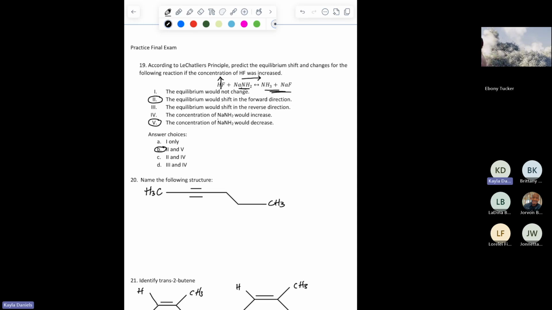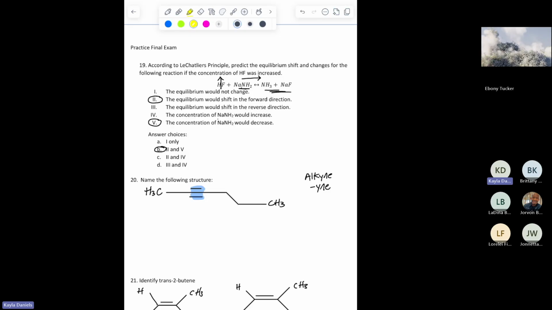All right, 20. This looks a little funky. There's a reason I put this example on here. This is a triple bond right here, so this is an alkyne. It's going to end in yne.